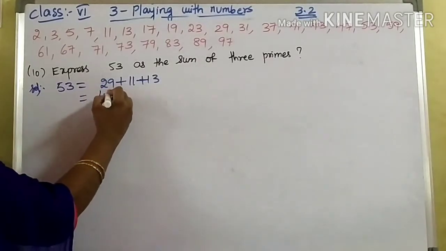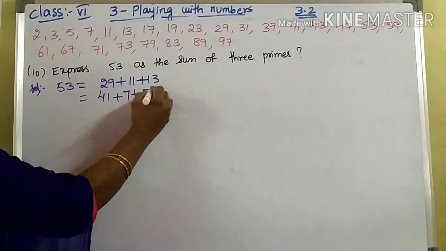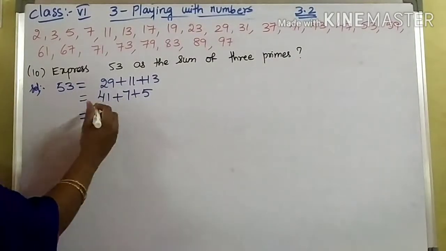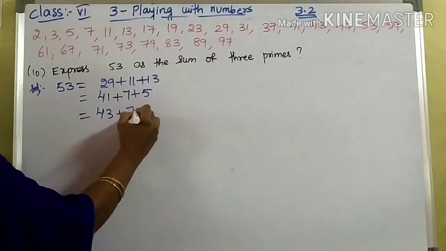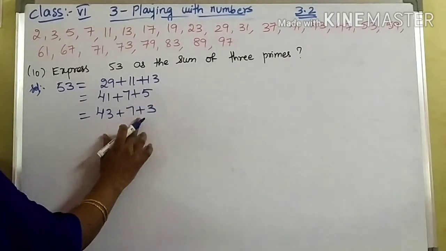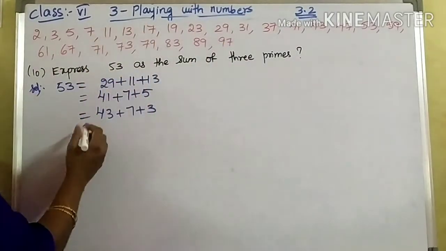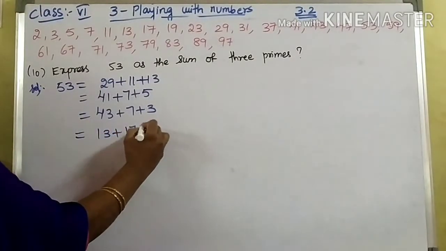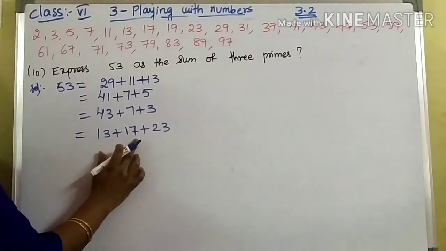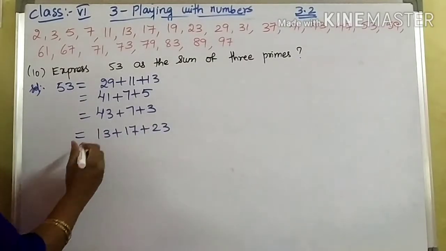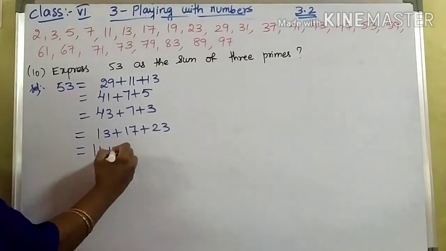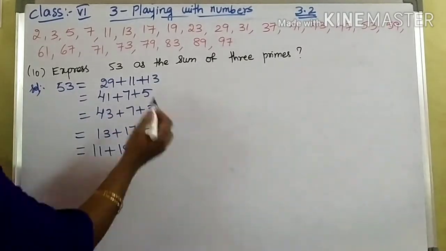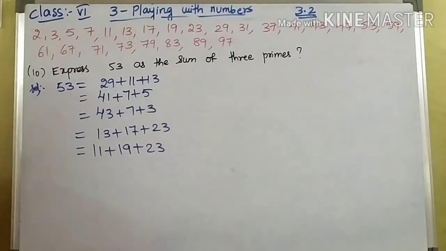Next, similarly, 41 plus 7 plus 5. 41 plus 7, 48. 48 plus 5 is 53. Next, 43 plus 7 plus 3. 43 plus 7, 50. 50 plus 3, 53. You can see from these numbers, children. Next, 13 plus 17 plus 23. 13 plus 17, 30. 30 plus 23, 53. Next, 11 plus 19 plus 23. So, like this, we have to write 53 as a sum of 3 primes.